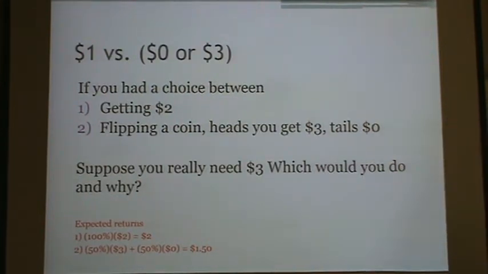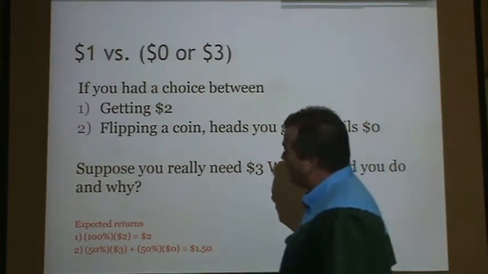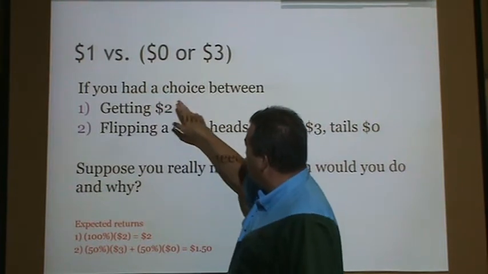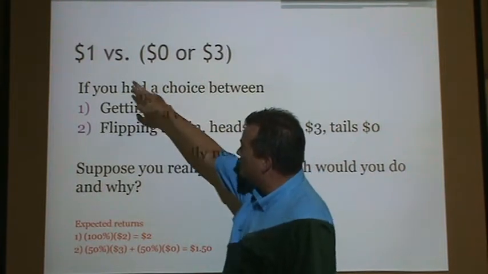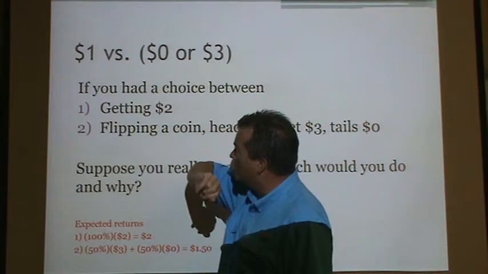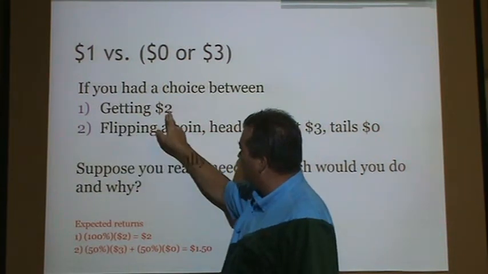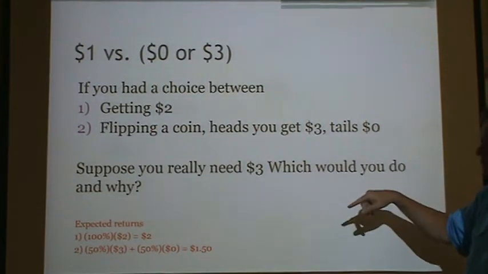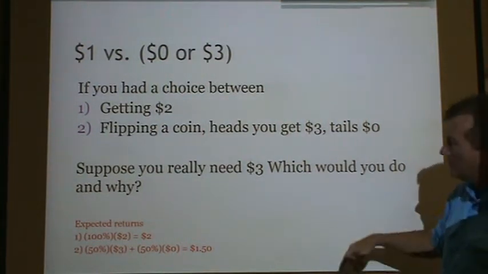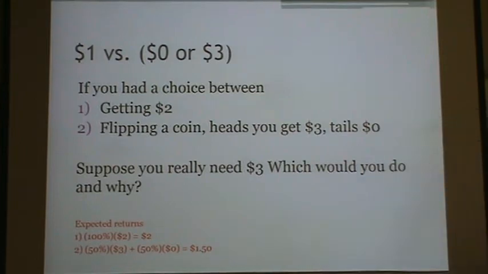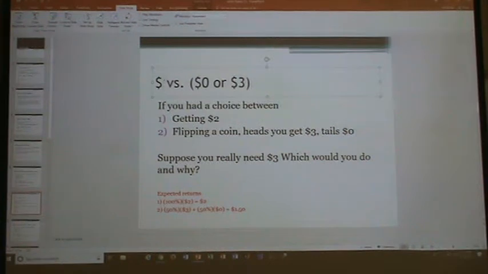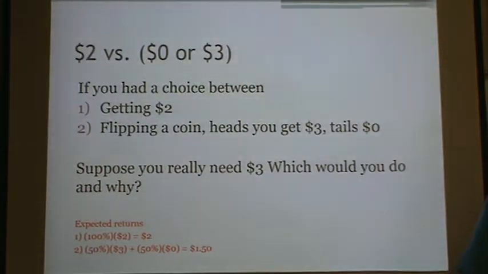Okay, so now let's take another example. $1 or you can have 0 or $3. If you, this should be $2. So either you get $2 or you can flip the coin and you get either 3 or 0. Which would you pick? So, let me change this. That's what the slide should say.